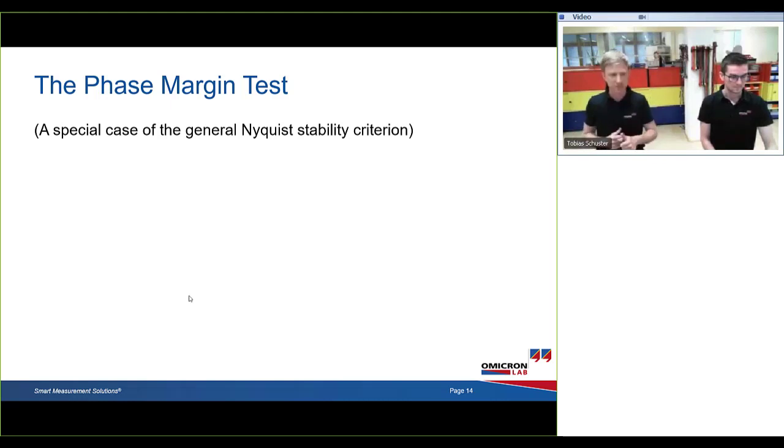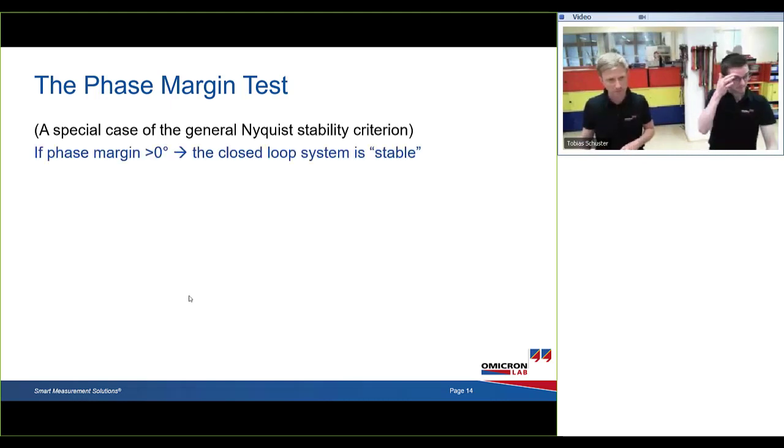So we don't encircle the instability point, we don't touch it, we stay away from it, and everything is fine. In theory, the test says if you have a phase margin of more than 0, so 1 degree, then the closed loop system is stable.